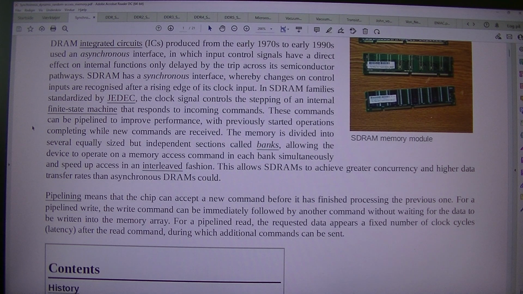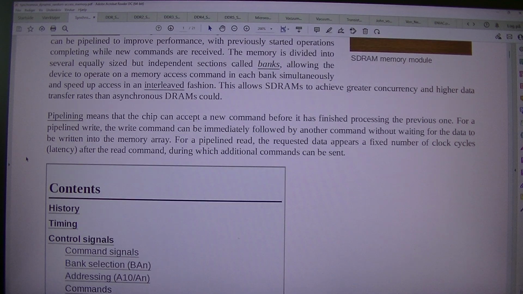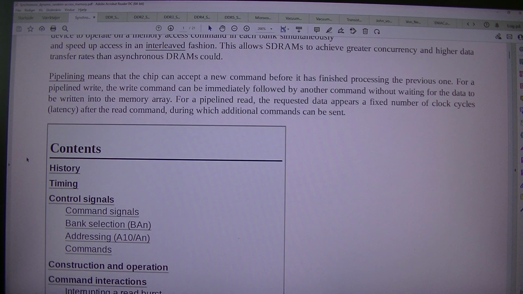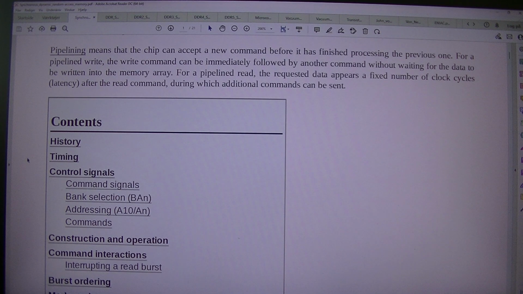The memory is divided into several equally sized but independent sections called banks, allowing the device to operate on a memory access command in each bank simultaneously and speed up access in an interleaved fashion. This allows SDRAMs to achieve greater concurrency and higher data transfer rates than asynchronous DRAMs could. Pipelining means that the chip can accept a new command before it has finished processing the previous one.